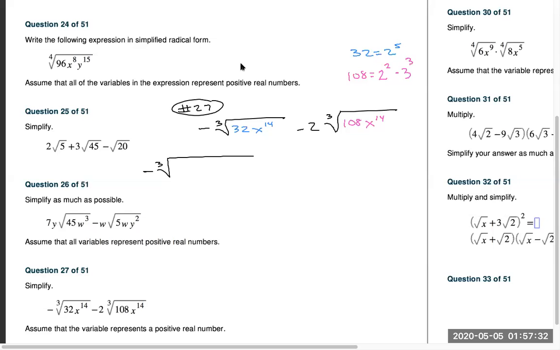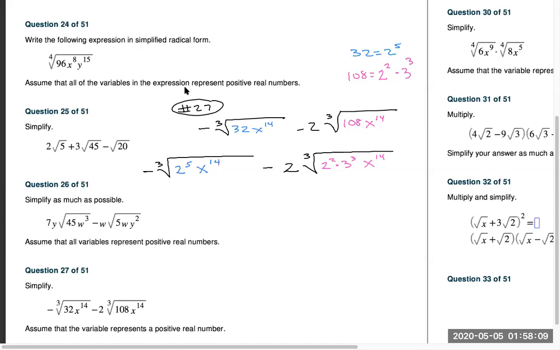So 32 is 2 to the 5th. And then you have x to the 14th. For your second radical, you have a subtraction of 2. That's a coefficient out in front. And then you have your cube root. 108 we found was 2 squared times 3 cubed. And then we have x to the 14th attached.